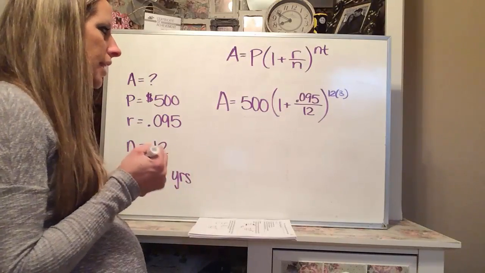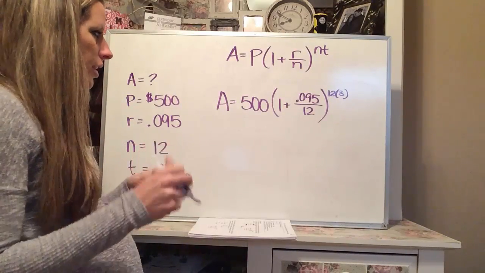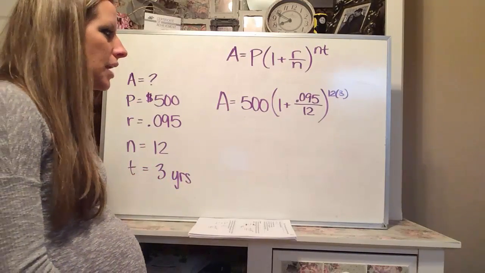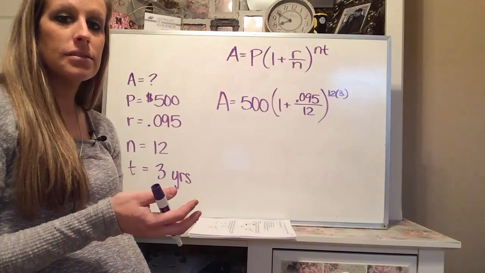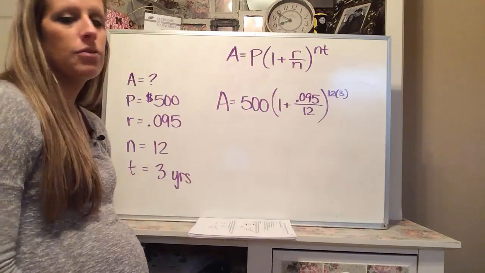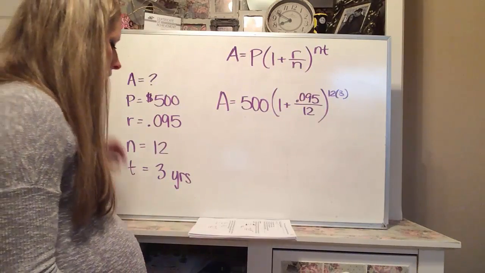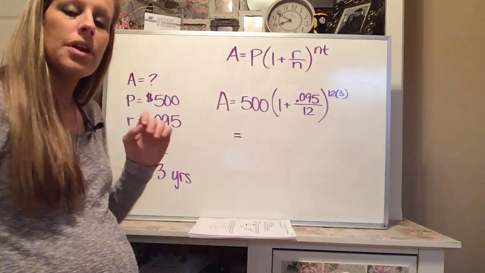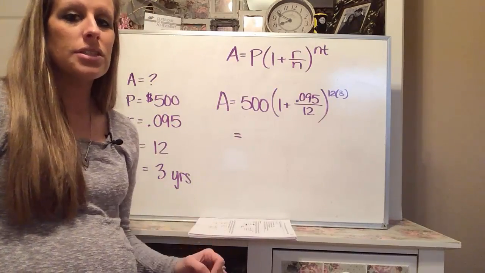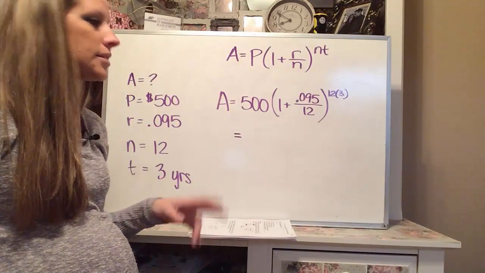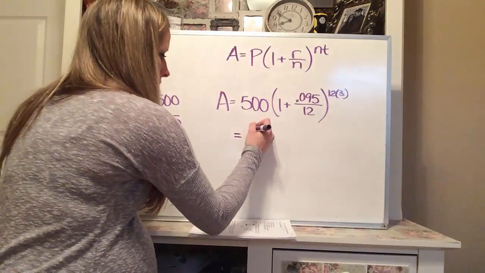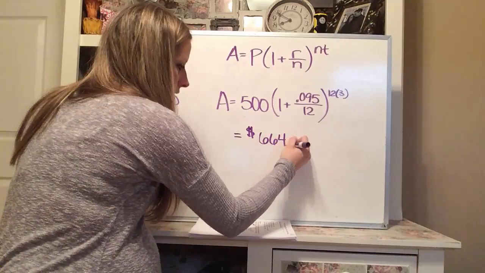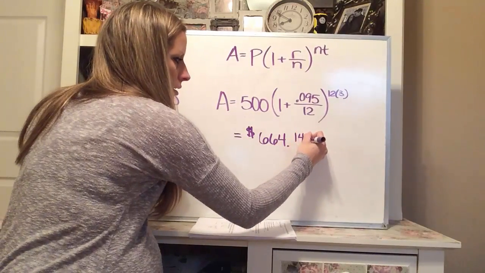Okay, so go ahead and punch that in. 500 parentheses 1 plus 0.095 divided by 12. Close your parentheses. Caret 12 times 3. Close your parentheses. Okay, and we're talking about money. So whenever you talk about money, you're going to round to the nearest penny. Okay, so that's 2 decimal places. So it's going to be $664.14 when you round it.